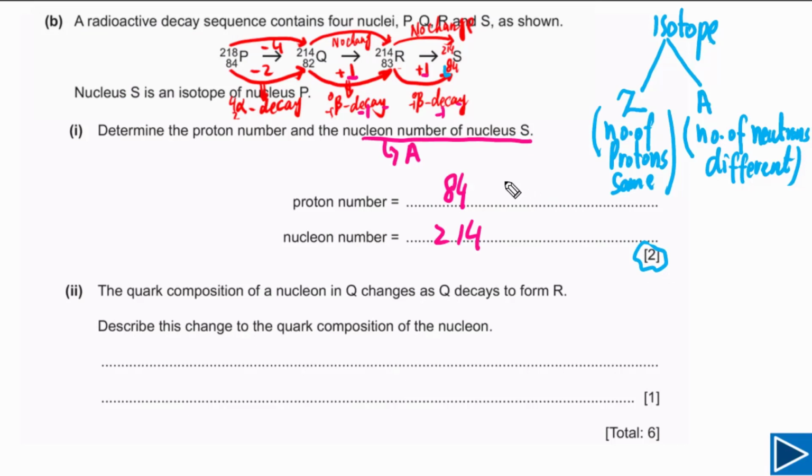This question has 2 marks. If you write down 84, you will get 1 mark. And this is the answer mark. So simply you need to write down 84 to get this mark. And the second mark is also answer mark. If you simply write down 214, you will get second mark.